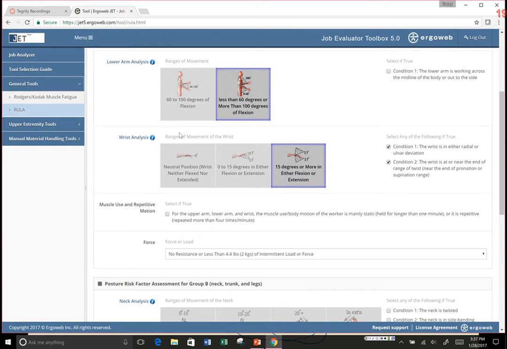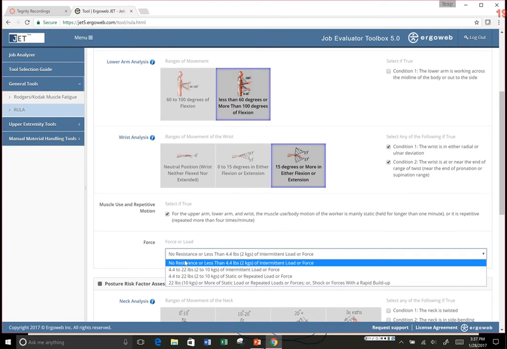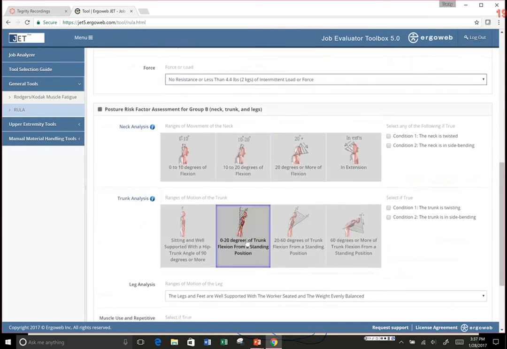Okay, so we've got the upper extremity posture, group A postures. We want to check muscle use and repetitive motion. Are the upper arm, lower arm, and wrist mainly static, held for longer than a minute, or is it repetitive? We have caught him in this posture. He talked on the phone a lot, and so yes, he had to hold that posture for more than a minute. It was mainly static. For the force or load, he was holding the phone headset, and that's a fairly light load. It's not more than 4 pounds, and so we're going to pick the no load.